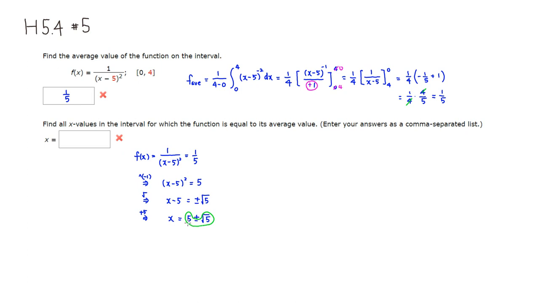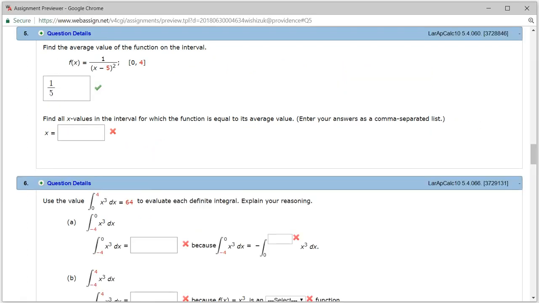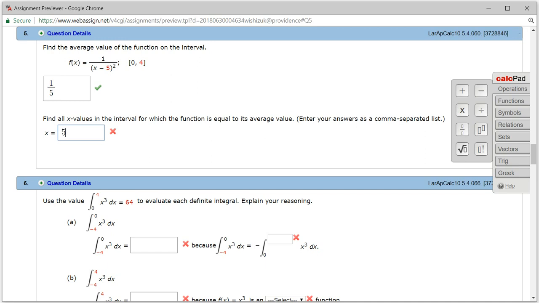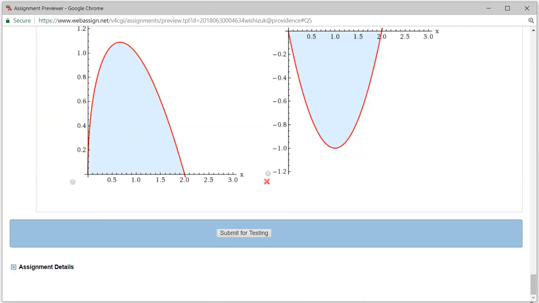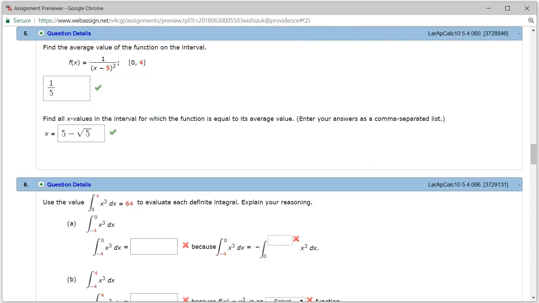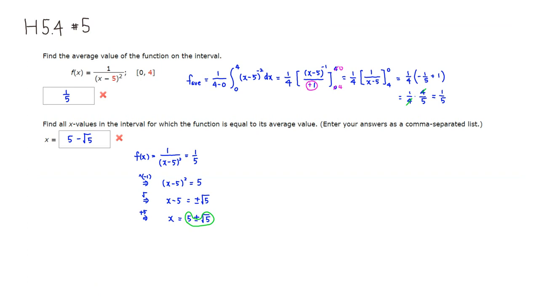So the answer is 5 minus square root of 5. Let's type it in. 5 minus square root of 5. Check the answer. Alright, it came back and looks like we got this one correctly. Alright, that's it. I hope that this was clear.